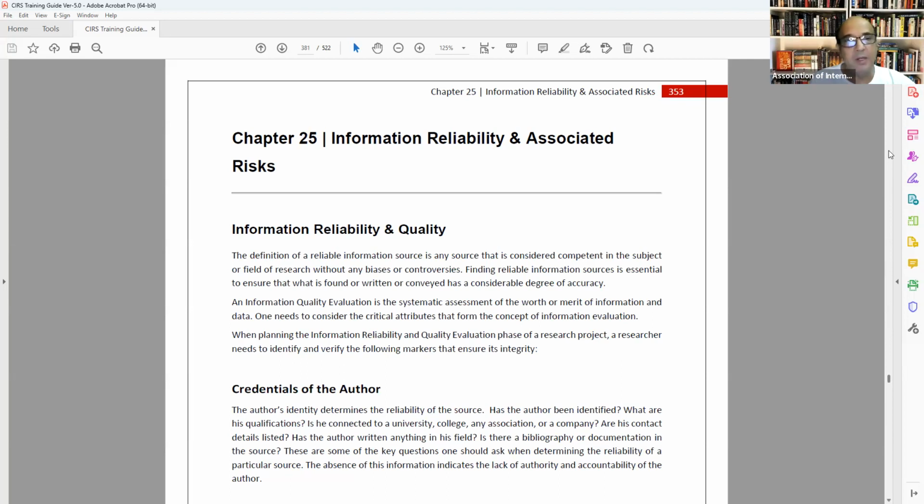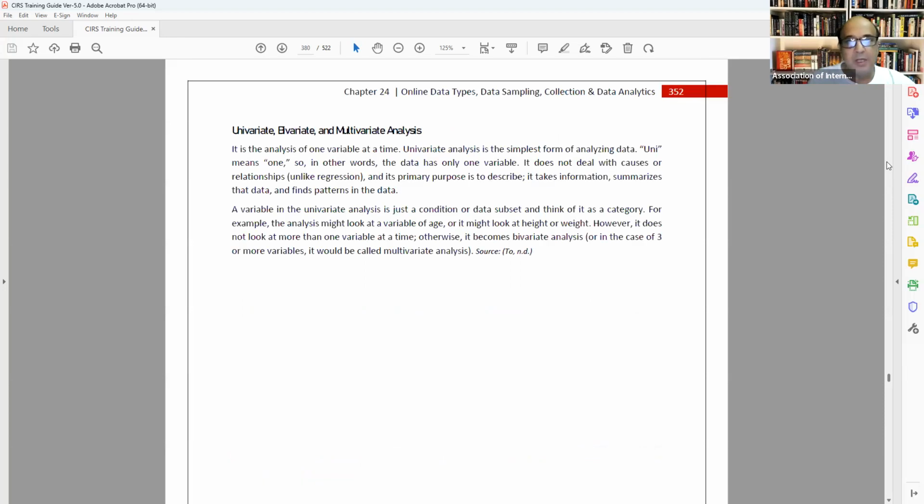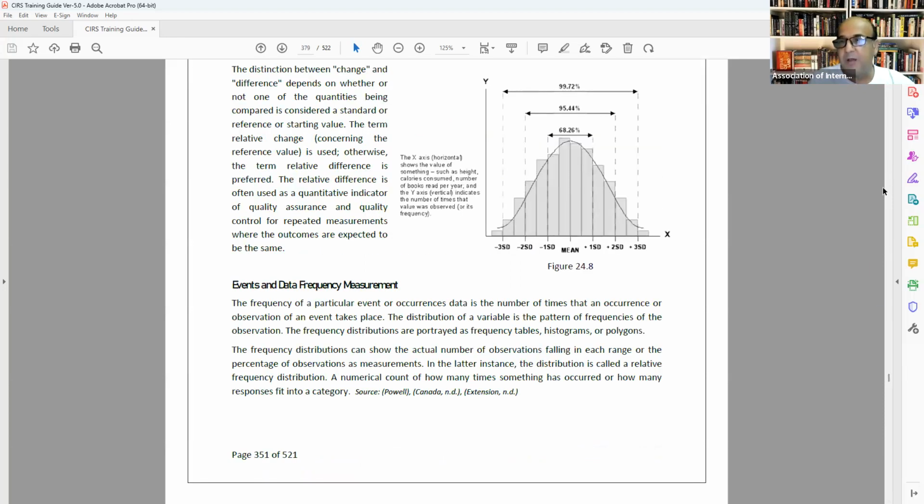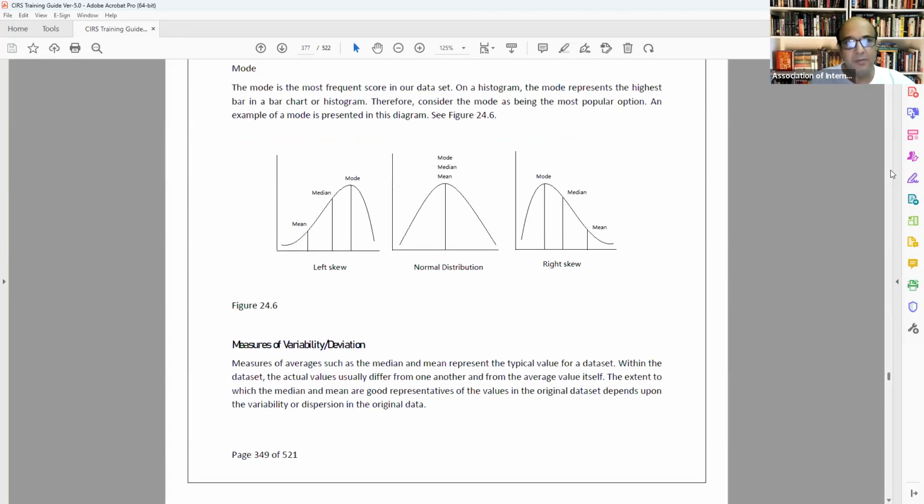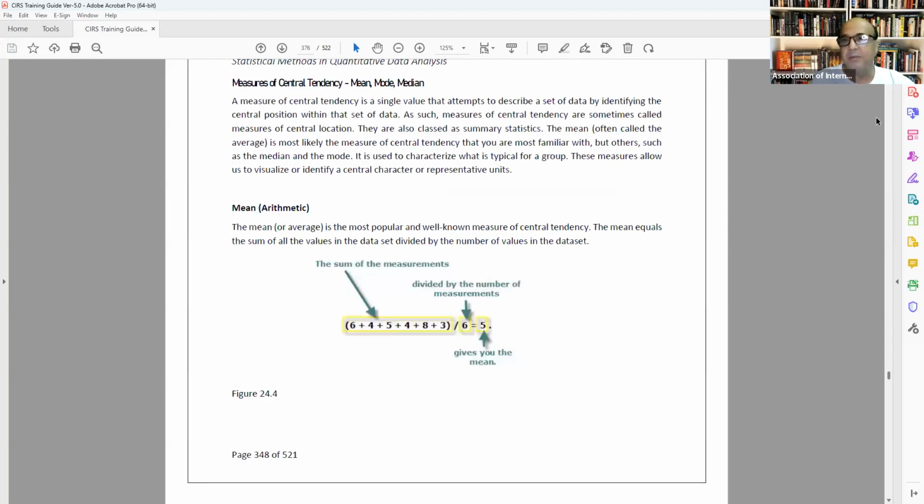Now, what it means and how you can identify with the charts that will be asked for you to give it a name. Standard deviation, the range, mean, mode, and median. That's all.